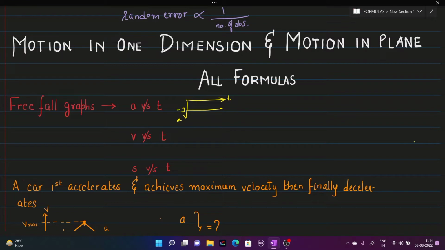Next, V versus T graph. V versus T graph also is drawn in the similar manner. Because of constant acceleration, see, velocity is said to be uniform. Okay, V versus T. Last is distance versus time graph. Distance versus time graph, due to negative acceleration, see, this is a parabolic graph.